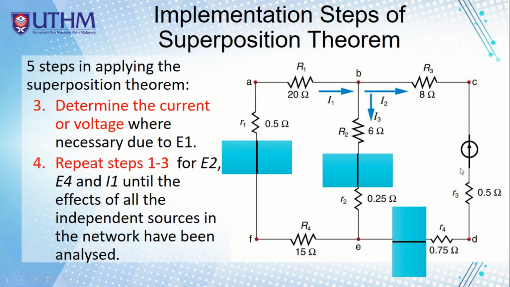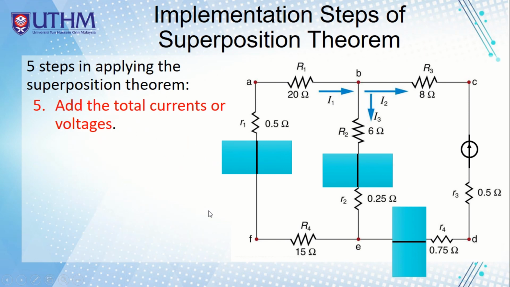And finally, when we're dealing with I1 here, the rest of the voltage sources will be short circuited, and you can see here that I1 will contribute and is required to be calculated fully based on the circuit. Finally, we need to add the total currents or voltages due to all these independent sources, and from there we can get the actual effect of current or voltage across any of the resistors due to all the independent sources of the circuit.